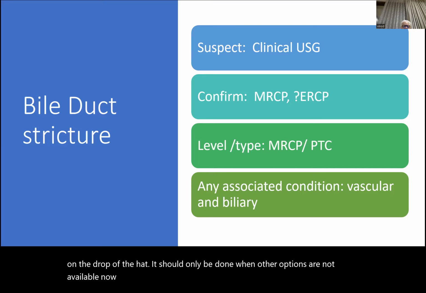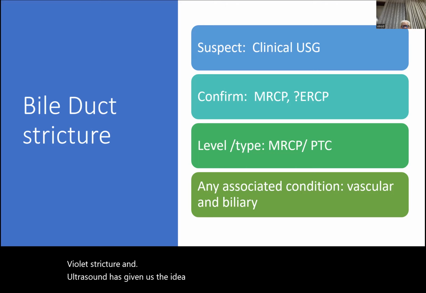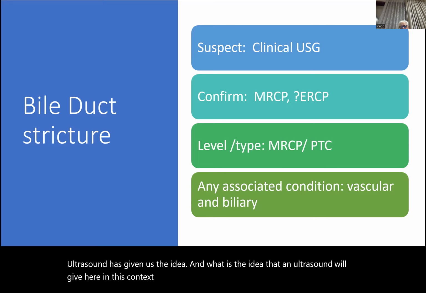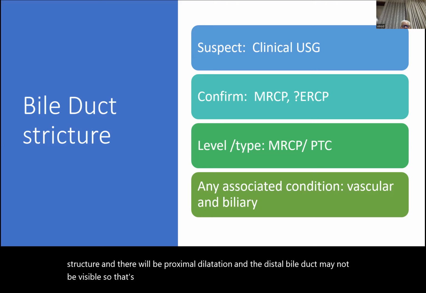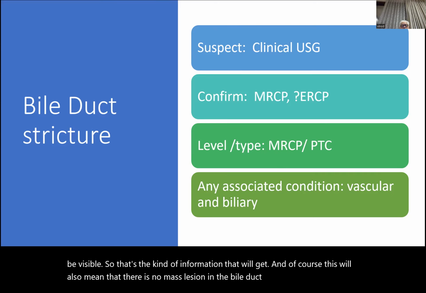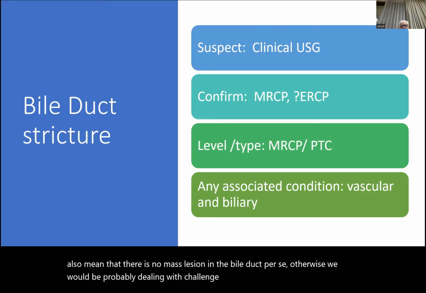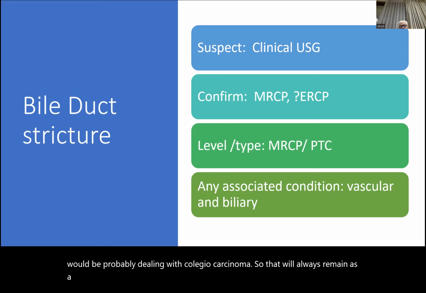Now, when we have a patient where we suspect bile duct stricture, and ultrasound has given us the idea. And what is the idea that an ultrasound will give here in this context? Patient will have obstruction at the level of the stricture, and there will be proximal dilatation, and the distal bile duct may not be visible. So that's the kind of information that we'll get. And of course, this will also mean that there is no mass lesion in the bile duct per se. Otherwise, we would probably be dealing with cholangiocarcinoma. So that will always remain as a differential diagnosis in this situation.